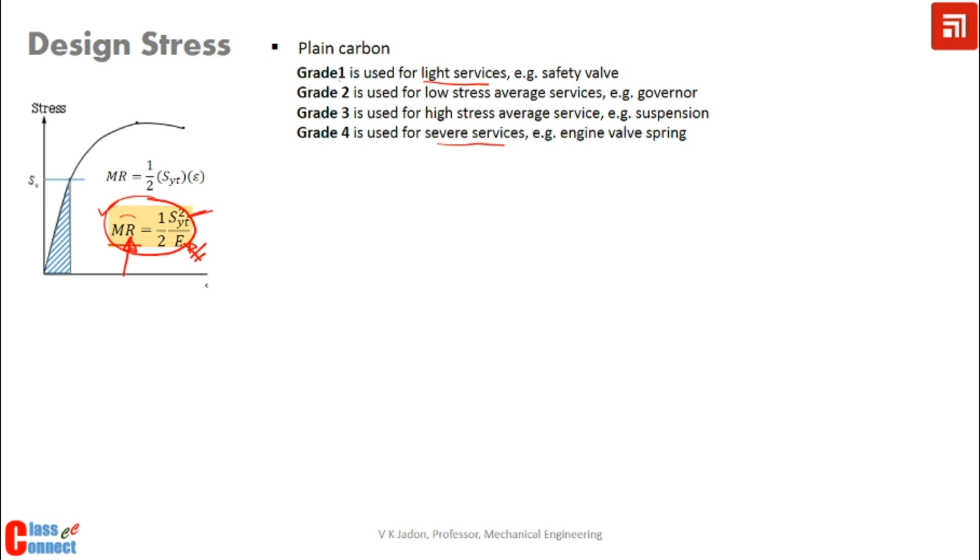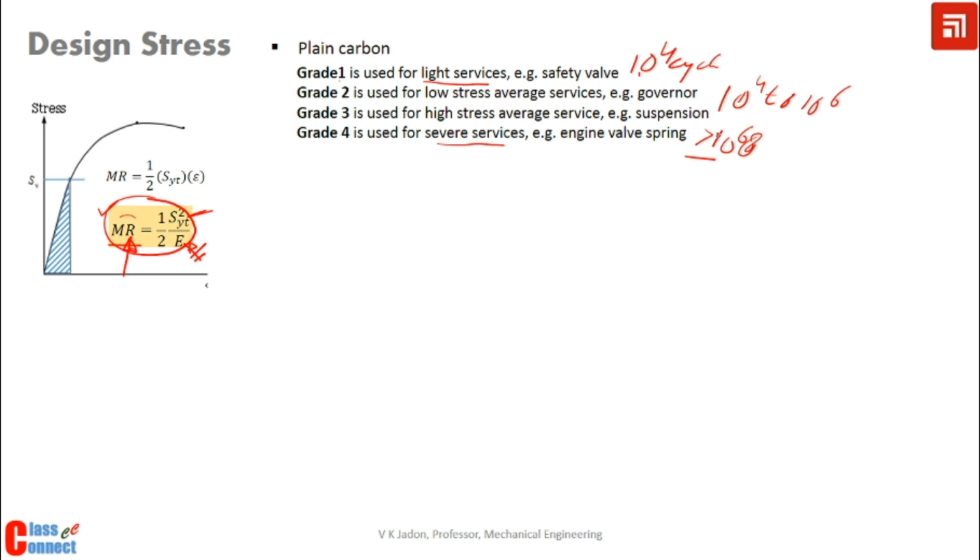These service cases are linked with the number of cycles that a particular member is likely to be subjected to during its life. The light service case is up to 10 to the power 4 cycles, the average service case is for 10 to the power 4 to 10 to the power 6 cycles, and the severe service case is greater than 10 to the power 6 cycles.